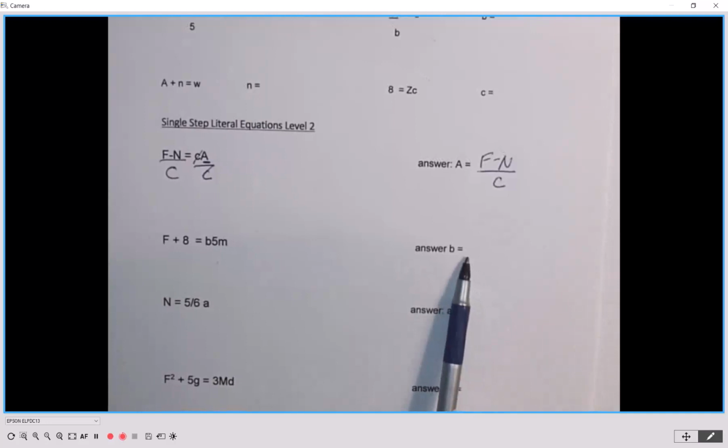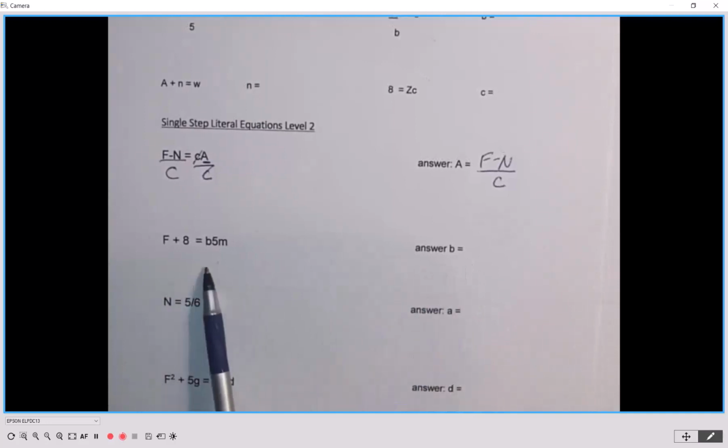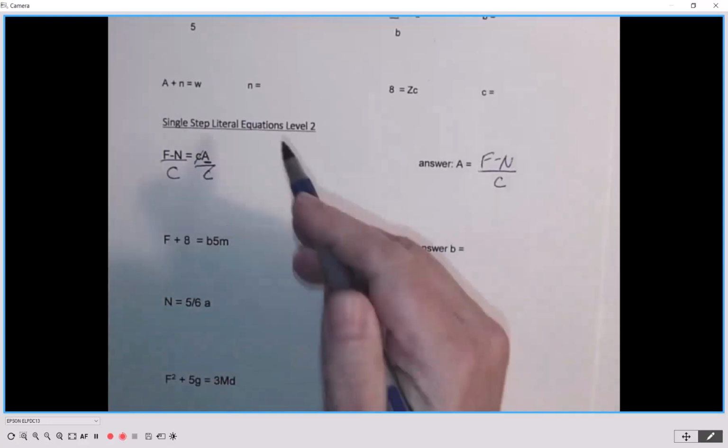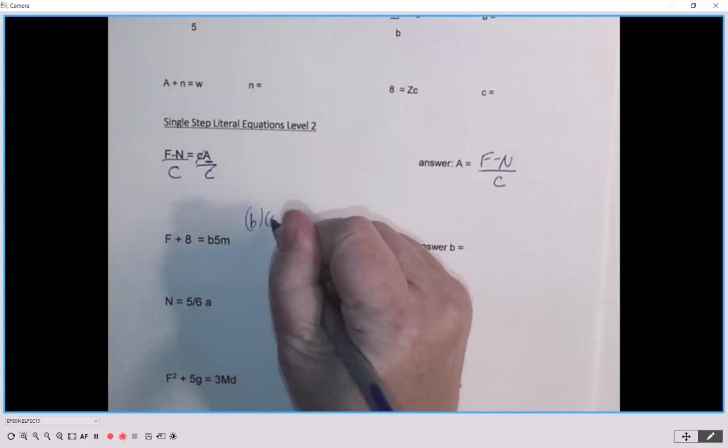All right, let's take a look at this one. Just do it in smaller steps. You don't have to do everything in one step, but if you can do it in one step, that's fine. I want to isolate the B by itself here. And notice that the extra junk, the extra noise is this 5 and M. So remember, it's B times 5 times M. That's what all those mean when they're written like this.